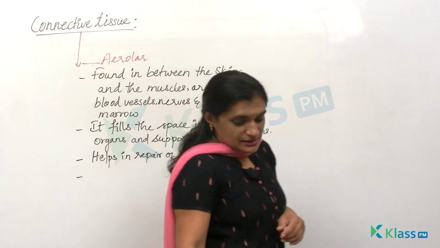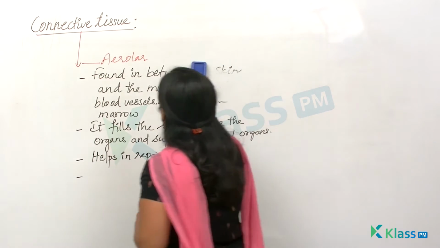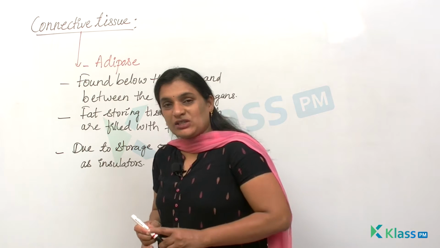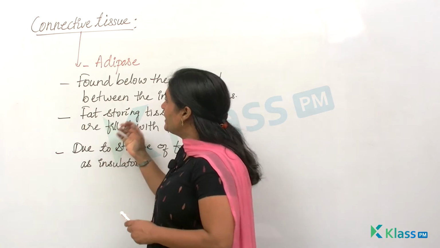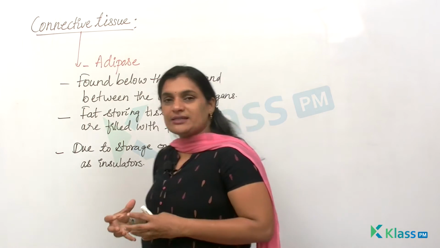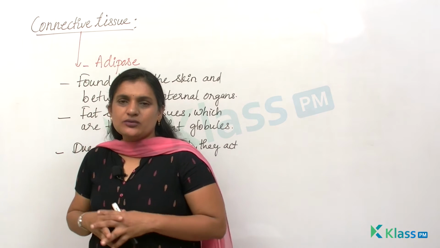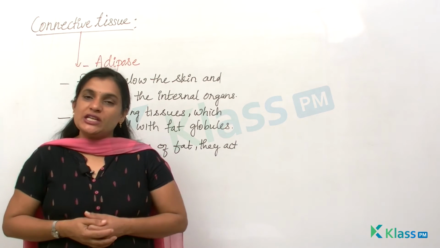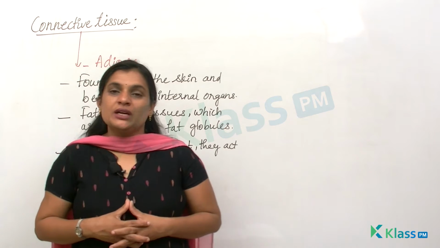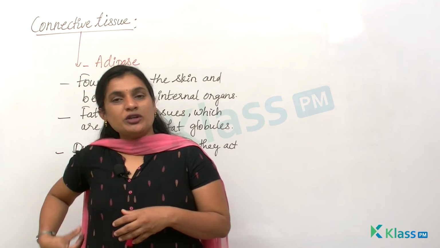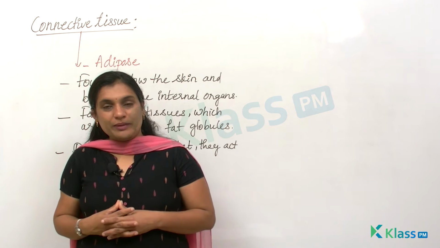Then let us do the next type of tissue, adipose tissue. This adipose tissue is generally found below the skin and between the internal organs. We all know that the fat in our body gets deposited. Usually in men it is in the belly, right? And in women also it is most of the time in the hip bones, the pelvic part.